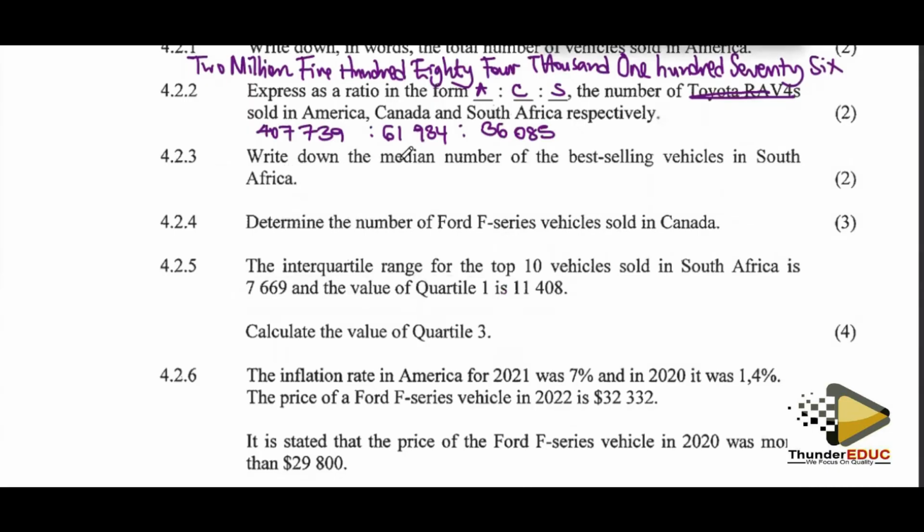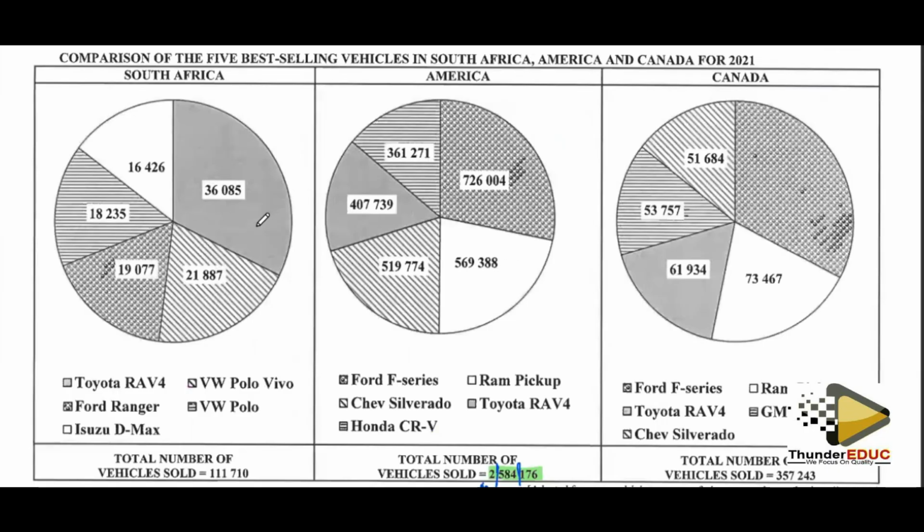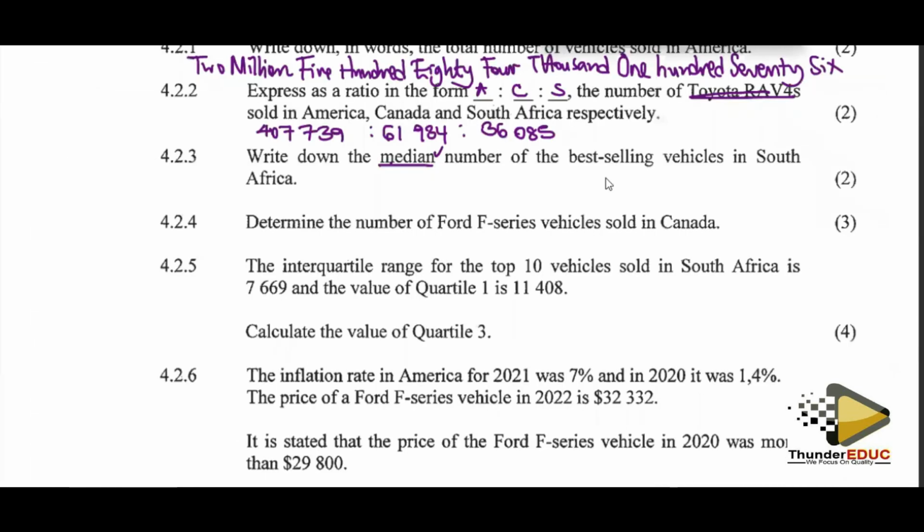Write down the median number of the best-selling vehicles in South Africa. Take note, median, middle. But you need to arrange the values. Let's go and we see the next year, South Africa, where you're here. So which one is representing number 1? This 1, 2, 3, 4, 5. So in that order, you arrange them in that order. Let's go and arrange them in that order.